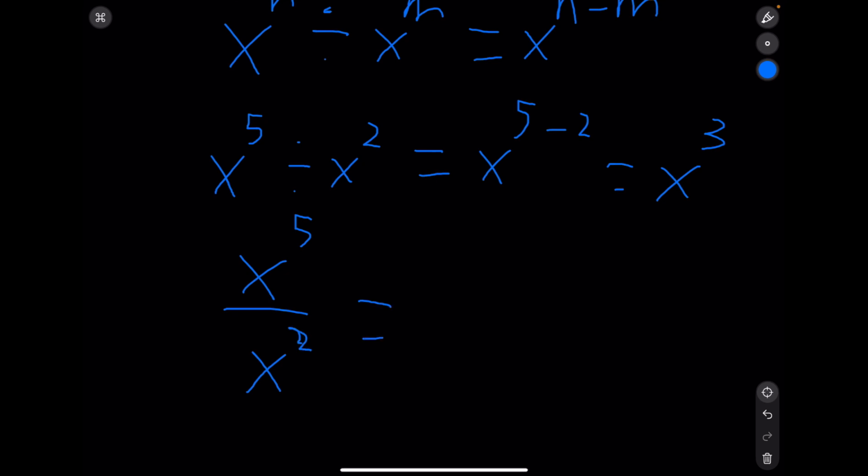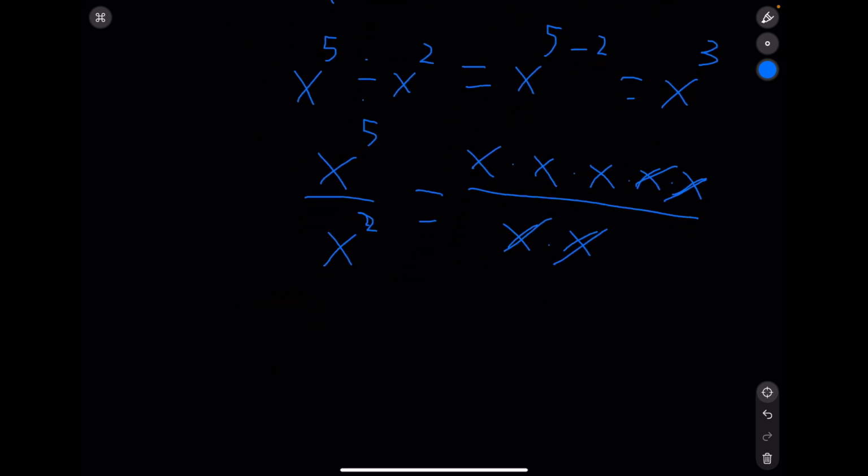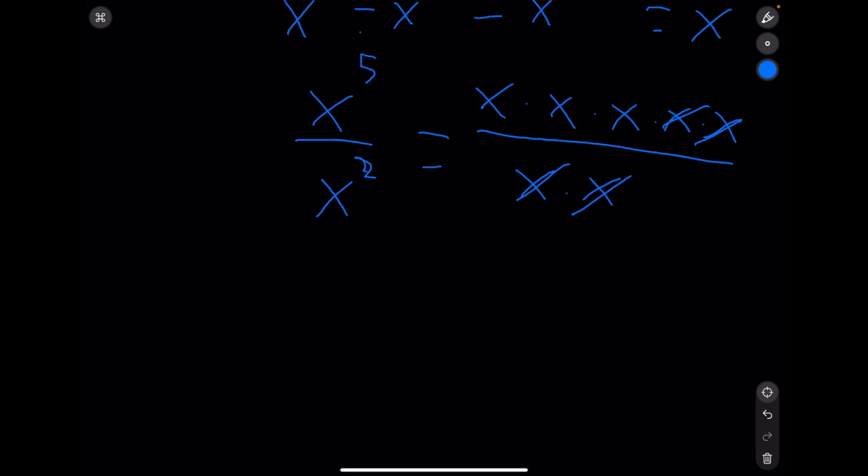And if you see here, just like x to the 5, there's 5 x's. And then on the bottom, there's 2 x's. And then from there, you can simplify, which just leaves you with 3 x's. So that's why the quotient rule works as well.